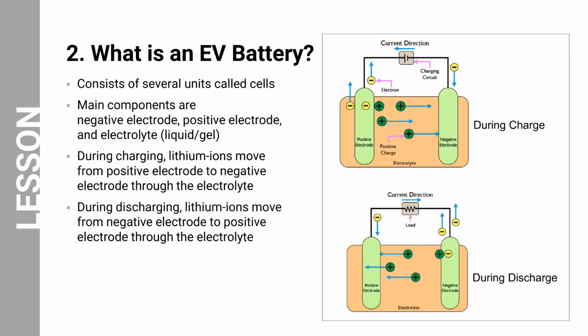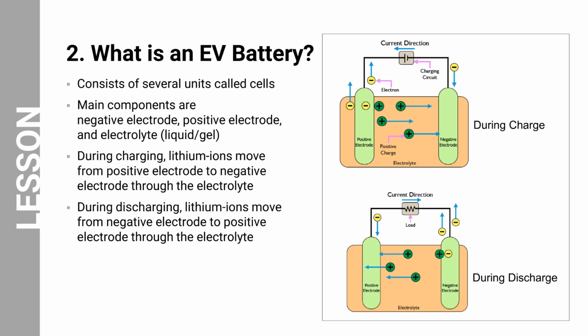EV batteries, specifically lithium-ion batteries, comprise several smaller units called cells. Each cell contains three essential components: a positive electrode, a negative electrode, and an electrolyte. The positive electrode is typically composed of lithium metal oxide, while the negative electrode is usually made from carbon, such as graphite. During charging, the lithium ions move from the positive to the negative electrode through the electrolyte. This is an oxidation reaction, which means the lithium ions lose electrons. The electrons flow through the external circuit to the positive electrode, which charges the battery.